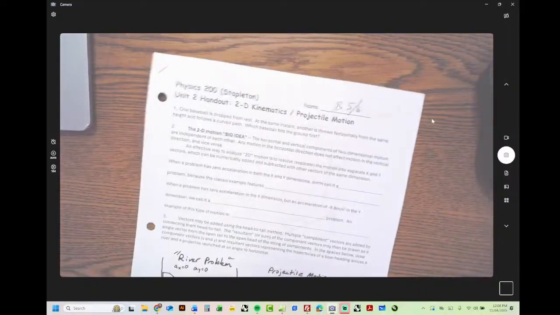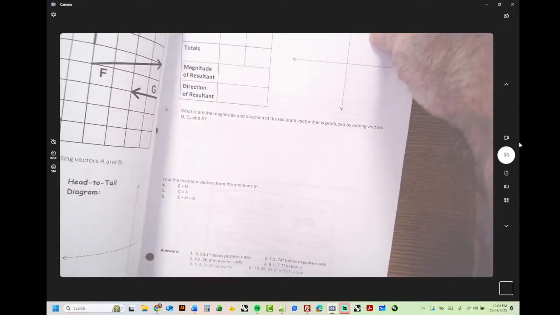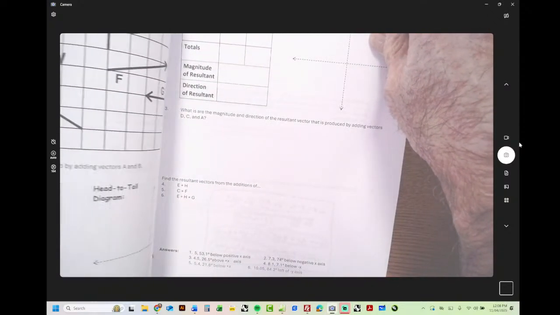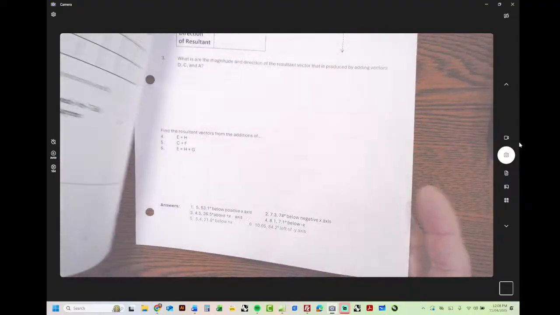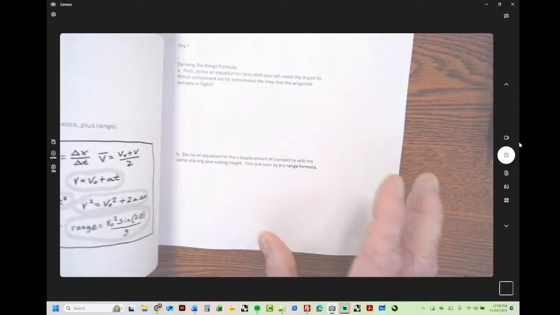So first page is an introduction, and the second couple of pages, this is really what we're focusing on today, adding vectors. Hopefully you're well versed in SOHCAHTOA and inverse tangent mostly. If you know how to do inverse trig functions and trig functions, you should be okay. And Pythagorean theorem, everybody knows that one.